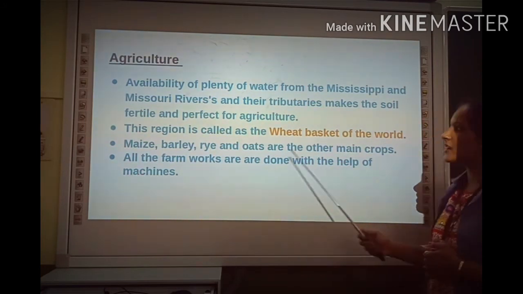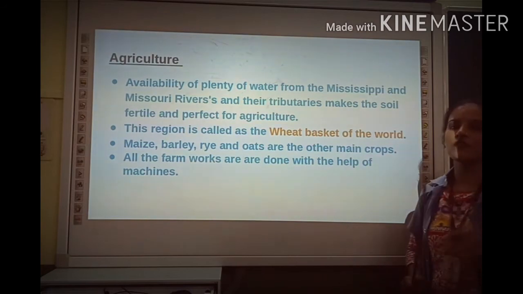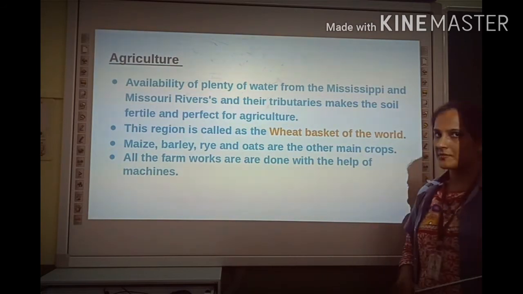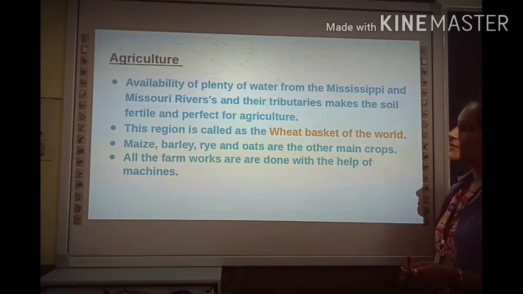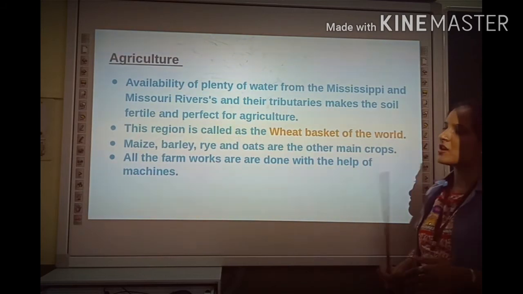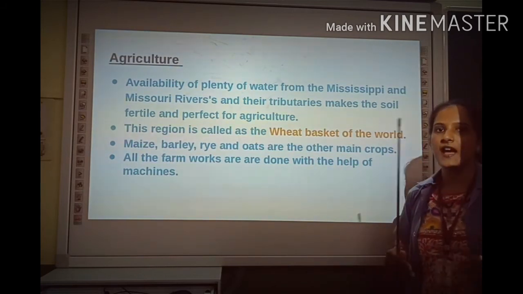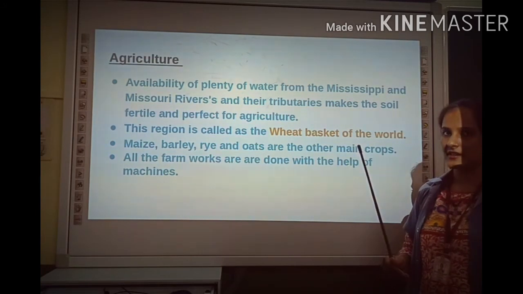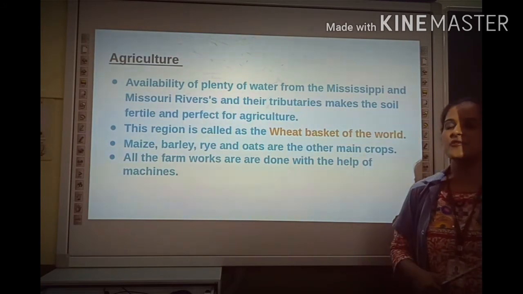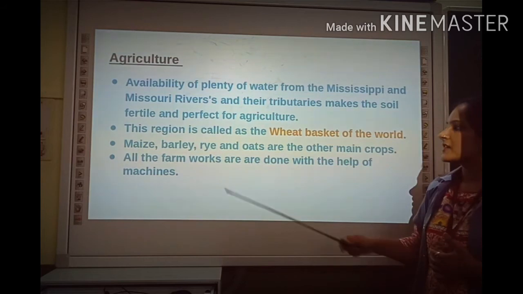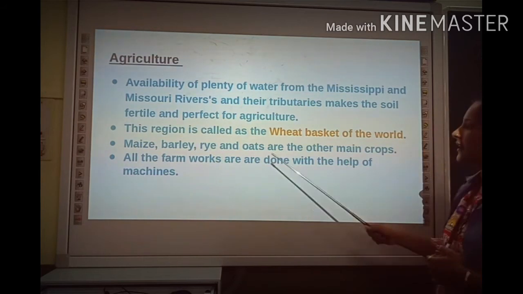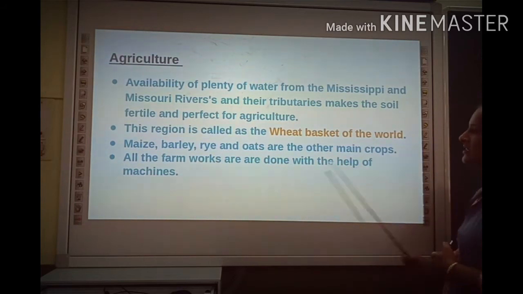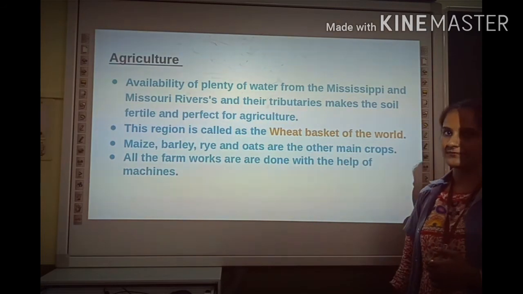This region is called the wheat basket of the world, which we have understood in the objectives of the chapter. So why wheat basket? Because wheat is grown there in large quantity and in good quality. Even North America exports a large amount of wheat. Maize, barley, rye, oats and other main crops are also grown there.